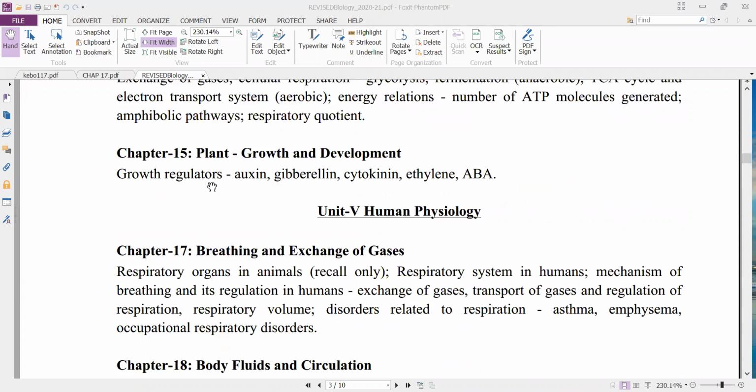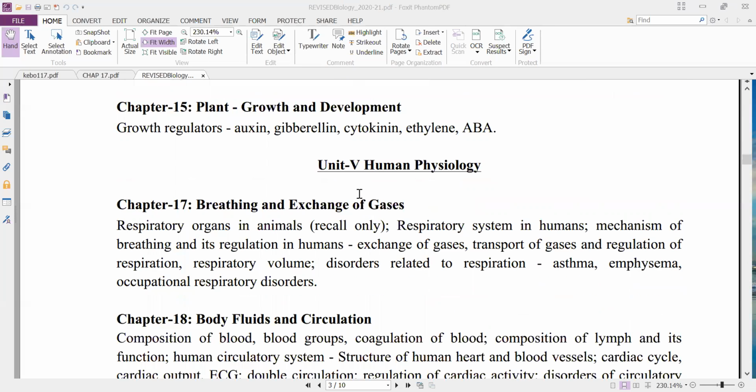And next, chapter 15, that is plant growth and development. In that, only the plant growth regulator substances topic is there. Under this, we have got auxins, gibberellins, cytokinins, ethylene, and abscisic acid. Only this topic is there. Plant growth and development is not there. Only the plant growth regulator substances is there in the syllabus.